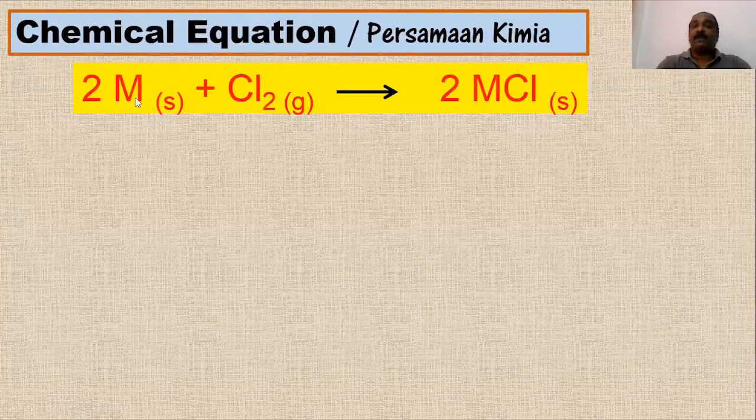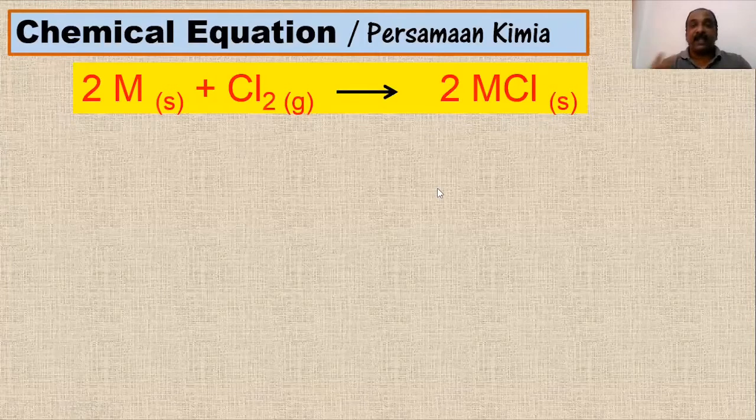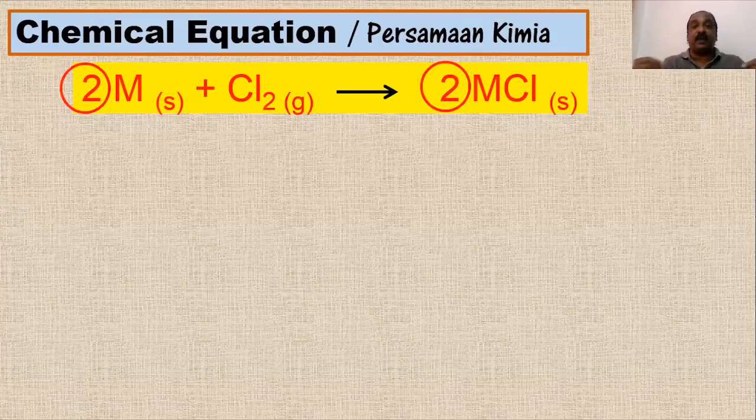M here mewakili metal group 1. You can use X also, tak apa. Metal react with chlorine, dapat metal chlorida. Remember balancing. So the balancing must be like this. Everything same. Only the M will be changed from lithium to sodium, then potassium. Alright. Tuliskan ketiga-tiga persamaan kimia dan namakan mereka.